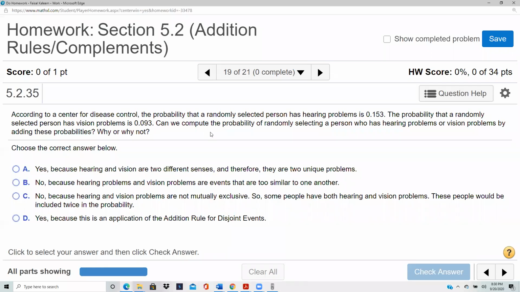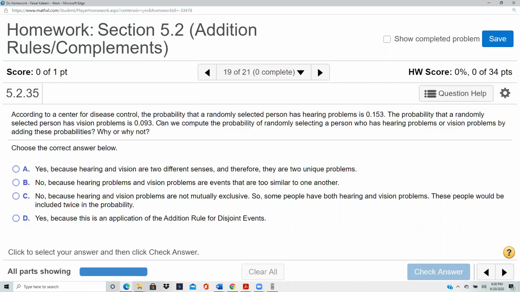According to the CDC, the probability that a randomly selected person has hearing problems is this. The probability that a person has vision problems is this. Can we compute the probability of a person who has hearing problems or vision problems by adding these? Remember, the main OR formula has the probability of the individual minus this and that. There could be people who have both hearing and vision problems, so we need to subtract those from the hearing and the vision.